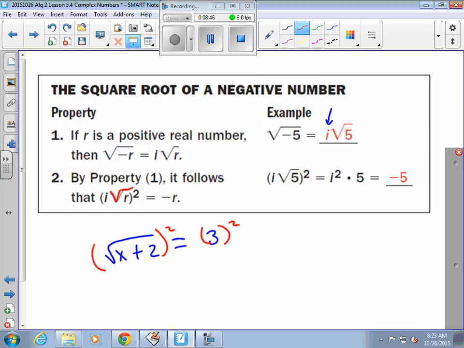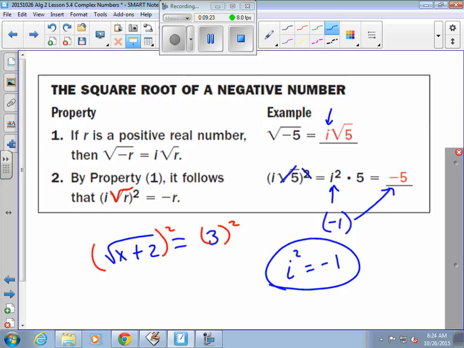So if it was I times the square root of 5, when you square that, this cancels out this, and you're left with I squared times 5, and I squared, all you have to remember about this is anytime you see I squared, that's the same thing as negative 1. And that's why negative 1 times that becomes negative 5. So when you see that, everybody add this in real quick. I squared is equal to negative 1. Anytime you have I squared, you count that as the number negative 1, and this stuff's easy.